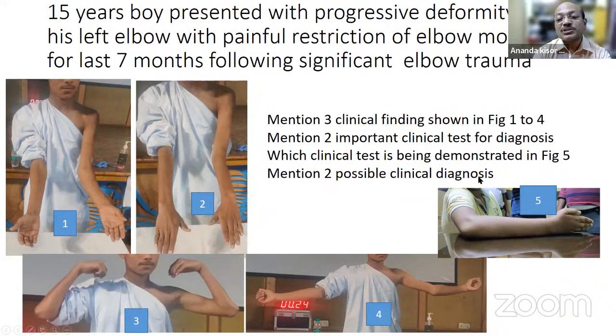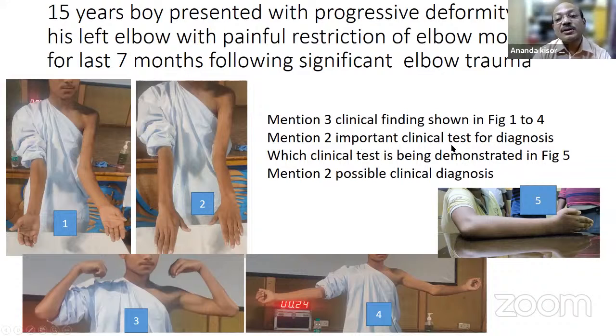See, these are two possible clinical diagnoses. First one is the non-united or malunited lateral condyle. Another important one is the Monteggia fracture dislocation, that is a fracture of the proximal ulna with dislocation of the radius. So these are the two clinical diagnoses.